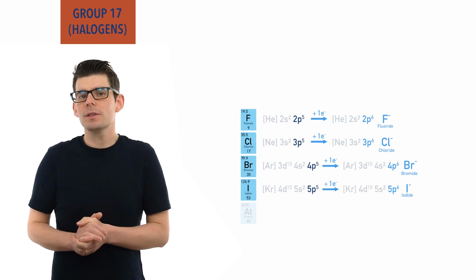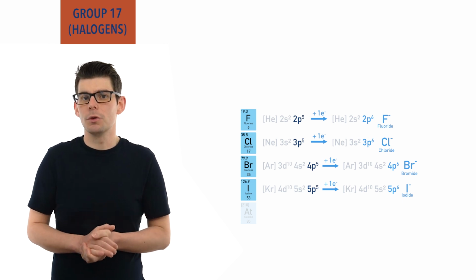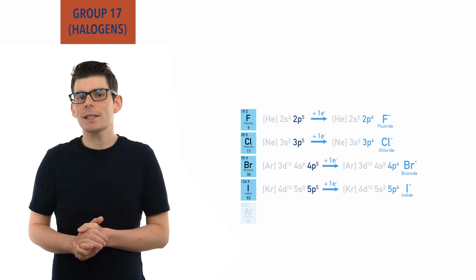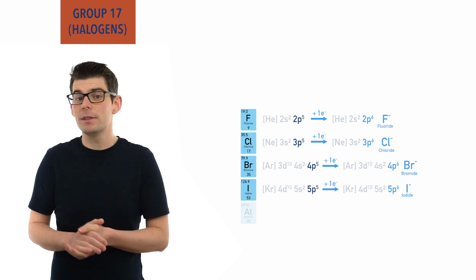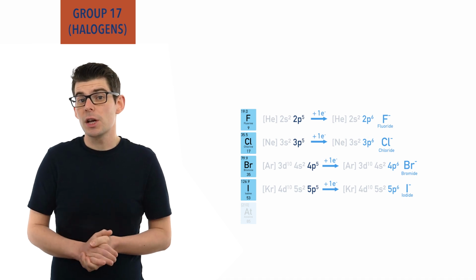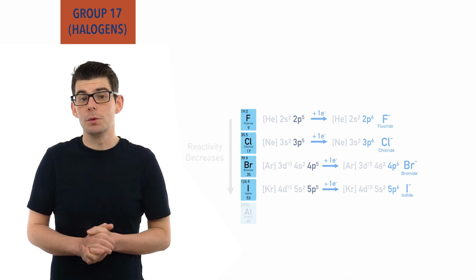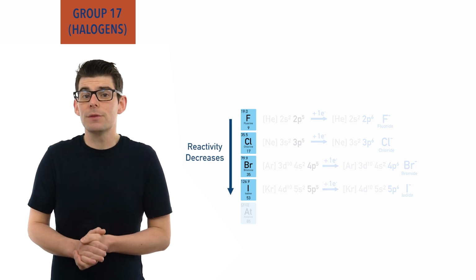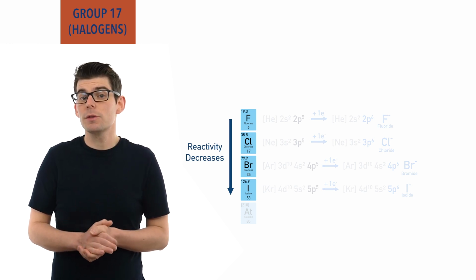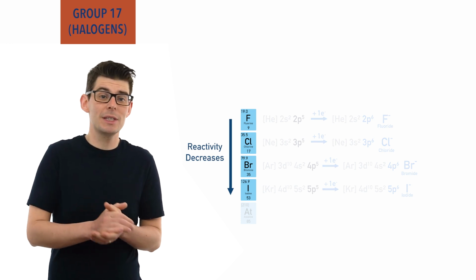Due to the halogens getting larger as you go down the group, their ability to attract and gain electrons decreases. This means the general reactivity of the halogens decreases down the group. The reason behind this is similar to the explanation for the trend in electronegativity down the group.